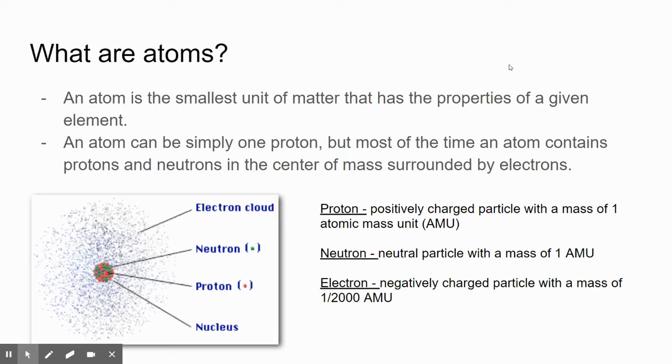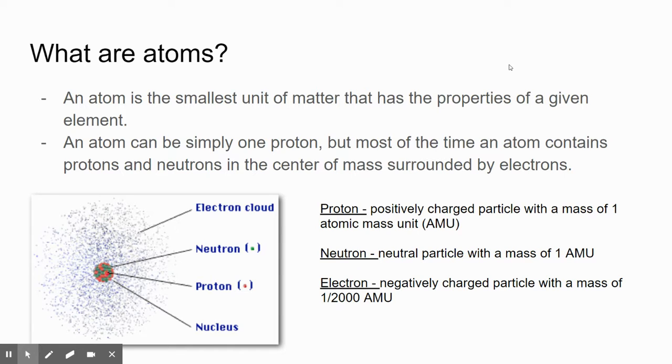And then electrons are negatively charged particles with a mass of 1 over 2,000 AMU, so very, very small compared to a neutron or proton. Protons and neutrons are found in the center of the atom, in the nucleus, and then electrons are found outside the nucleus, floating around.